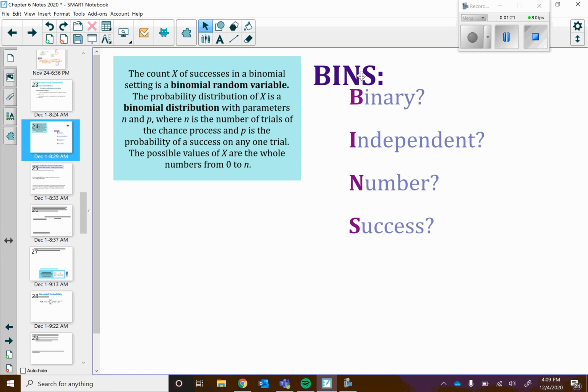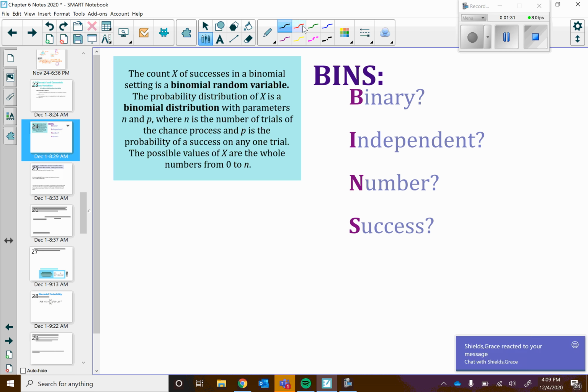A binomial random variable, as mentioned here, this is a definition, and we're going to come back to it, I promise. But in order to consider whether or not something is a binomial random variable, we're going to look at 4 different statements. Is it binary? Is it independent? Is there a set number? And is the success the same? So let's look through these 4 ideas, and then I'm going to get back to this definition and give you an example.